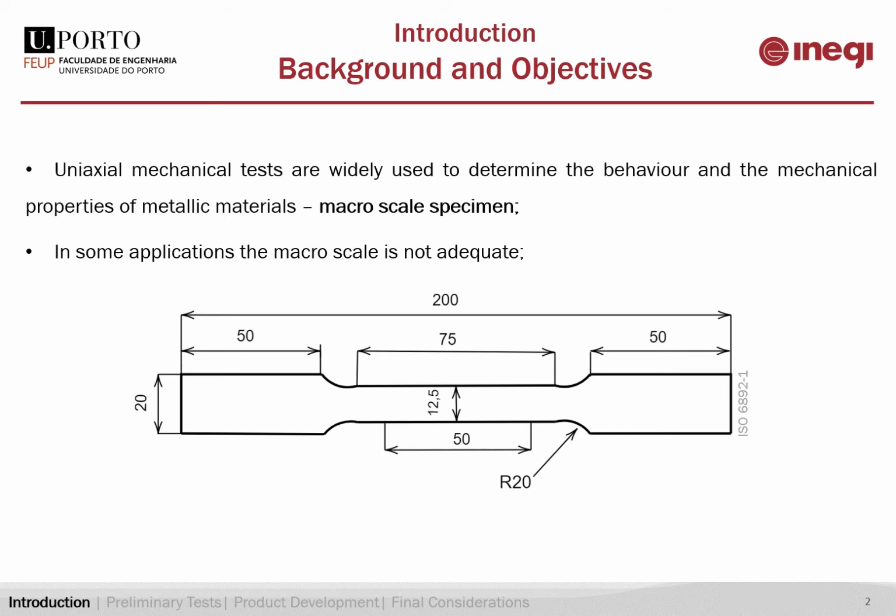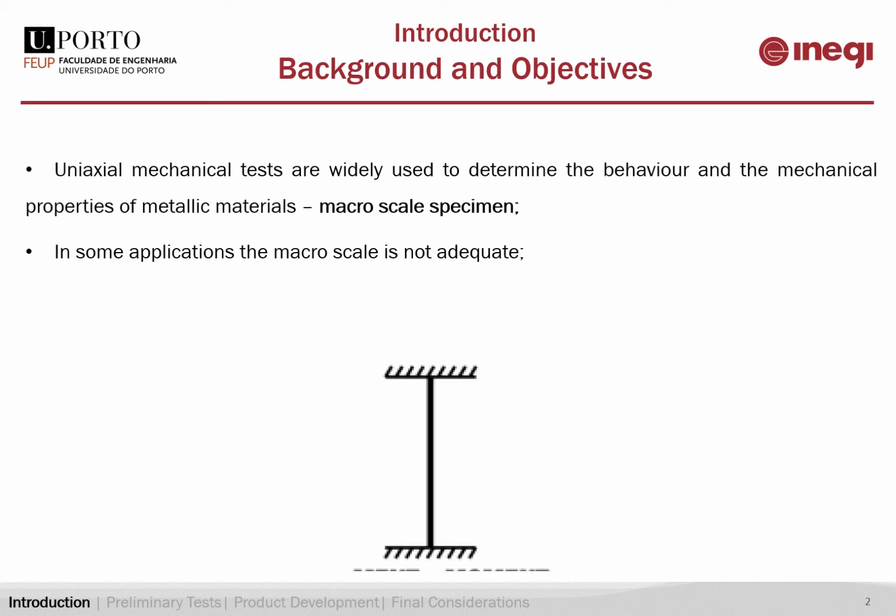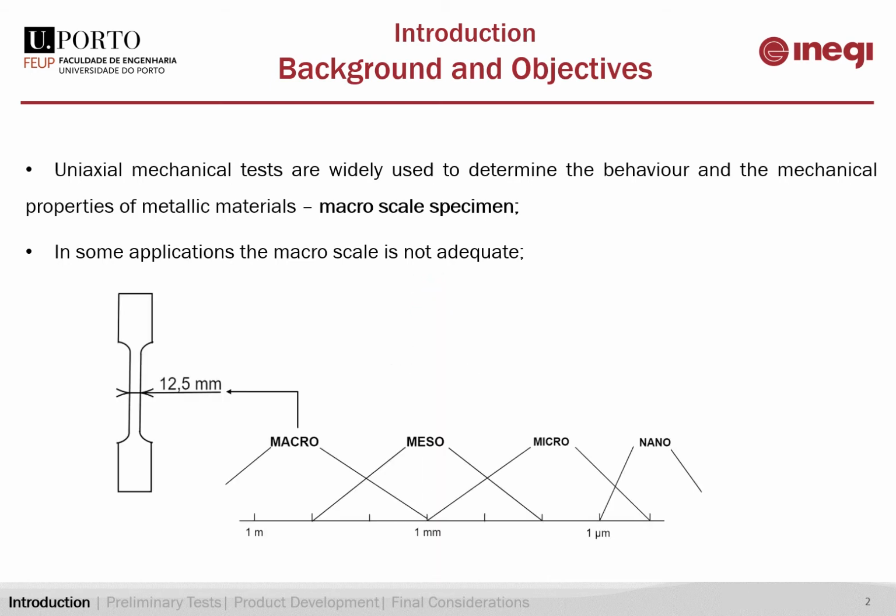Another example is when it's desired to perform compression or dynamic fatigue tests of sheet metal, where a low thickness-length ratio promotes the occurrence of buckling phenomena. So, the solution for these cases is to reduce the scale of the specimen from a macro to a meso, micro, or nano scale.